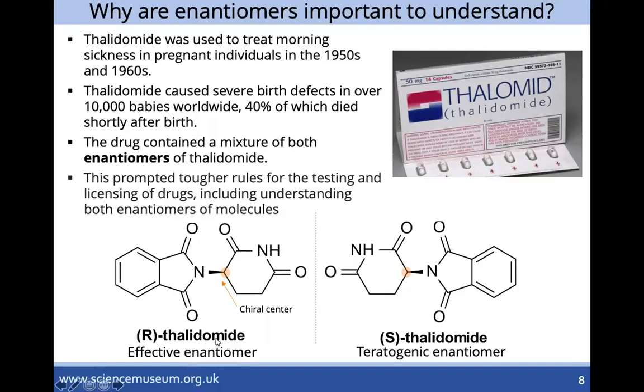Over on the left, you can see one enantiomer of thalidomide, and you can see its mirror image on the right. The mirror image on the right is the teratogenic enantiomer, or the one that's causing birth defects, where the one on the left is actually the effective enantiomer that is treating morning sickness.